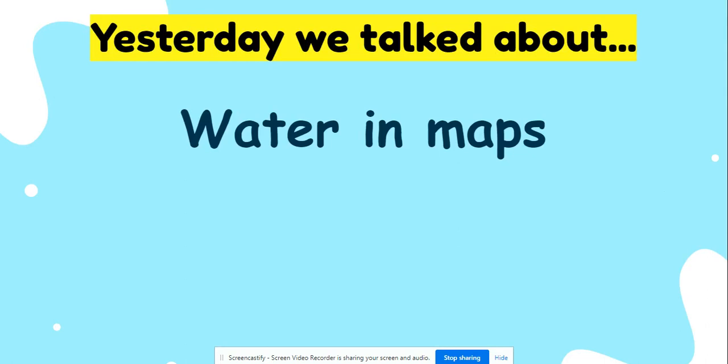So again, yesterday we talked about water and maps. We realized that when a map is in color, we can clearly see the rivers and the streams and how they flow into a lake or into the ocean because of the blue coloring. But we also realized that we can figure out the direction that a river is flowing because we know that all water will flow downhill. And so we use our scientific observation skills to figure that out for some maps.